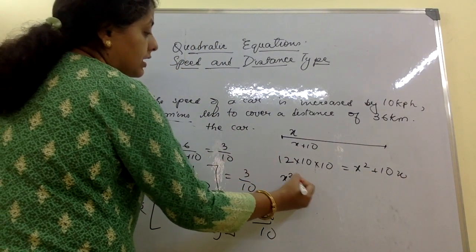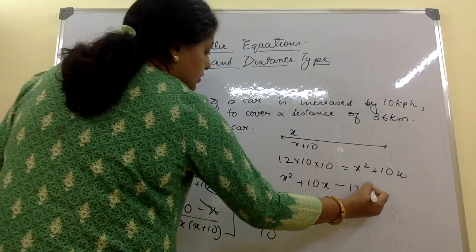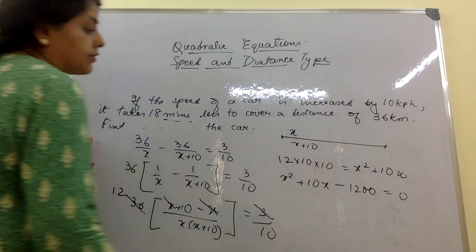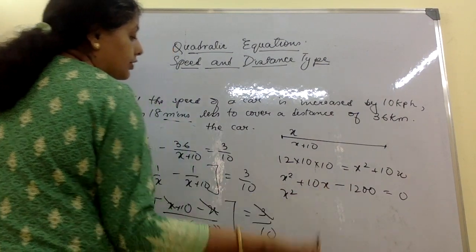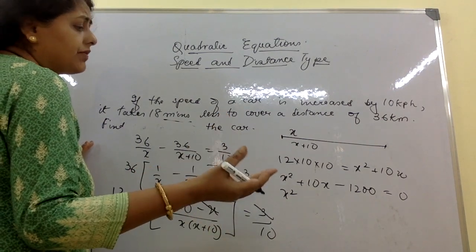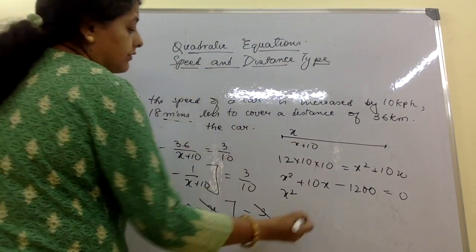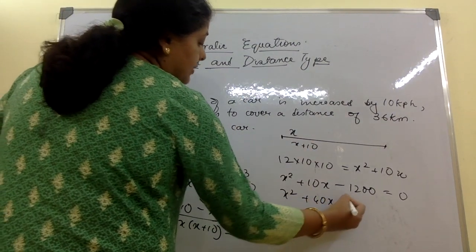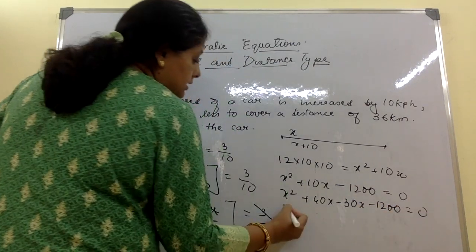So x square plus 10x minus 1200 is equal to 0. Now the factors of this can be a 40 and a 30. 40 into 30 will give me that value. So x square plus 40x minus 30x minus 1200 is equal to 0.